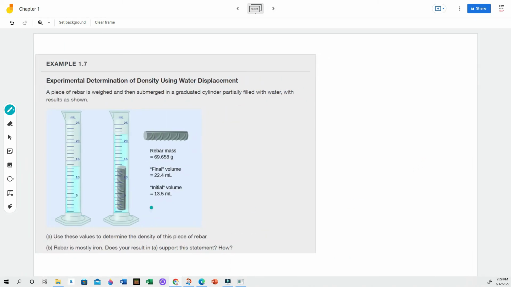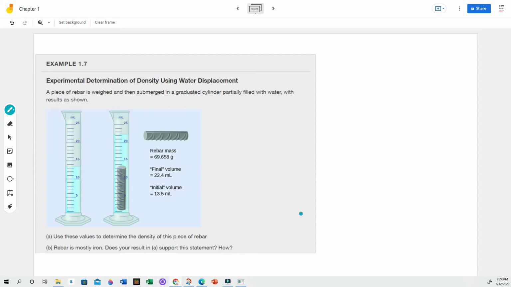Example 1.7, we get a picture with this one. So again, we're calculating density using water displacement, except we're not going to use a simulator. A piece of rebar is weighed and then submerged in a graduated cylinder partially filled with water with results as shown. So you can see here is the graduated cylinder without the rebar, and here is a graduated cylinder with the rebar, and they actually give us all of our volumes and our mass. Okay, so for part A, we want to use these values to determine the density of this piece of rebar. And for part B, it says rebar is mostly iron. Does your result in A support this statement, and how?